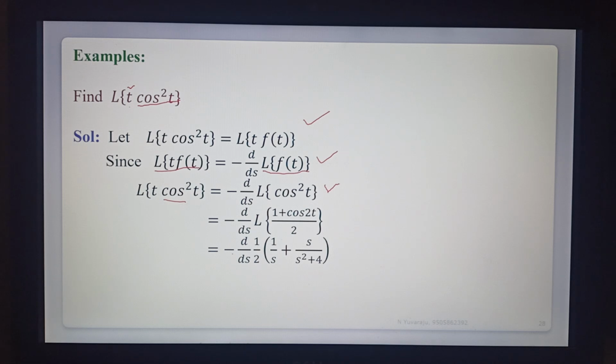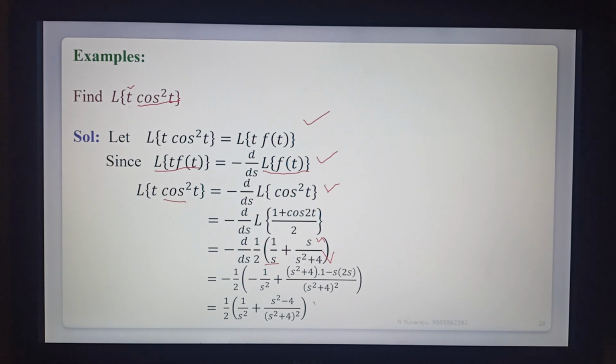Now one time differentiation: minus 1 by 2 into minus 1 by s square, derivative, and this derivative is by the u by v method. Okay, u by v: s square plus 4 into derivative of s, which is 1, minus s into derivative of s square plus 4, which is 2s, by s square plus 4 whole square. Now simplification gives the required result.